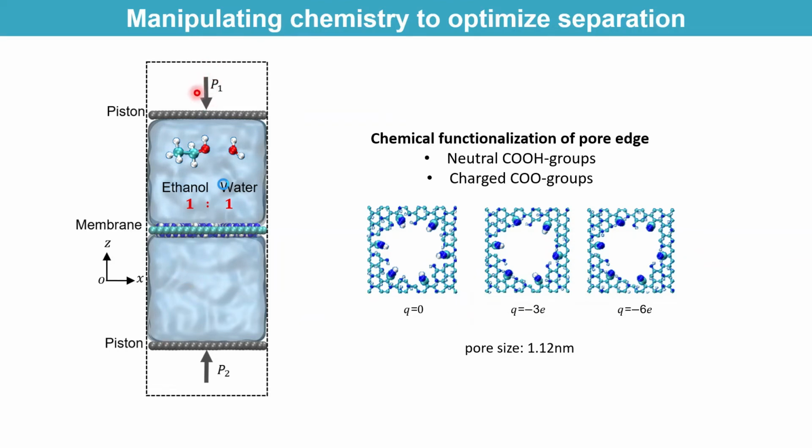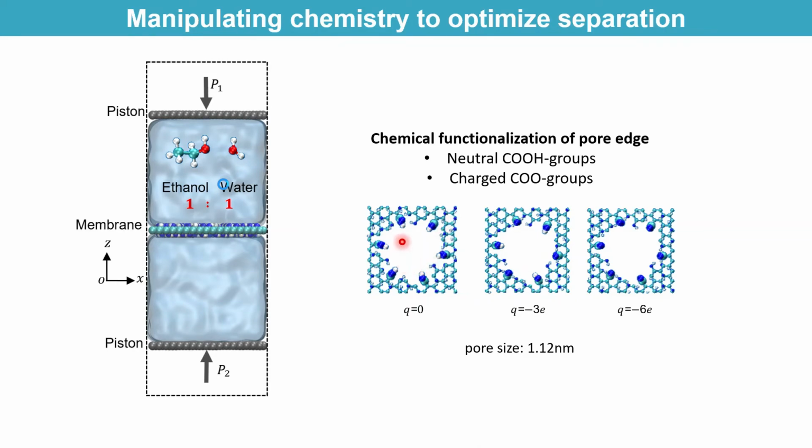We apply a pressure on the top piston to mimic what we do in practice, and we watch how much water and ethanol go through. Now the key part of this, obviously, is the membrane. So here we propose three possible designs. One is where we simply dug a hole and functionalized it using a carboxyl group.